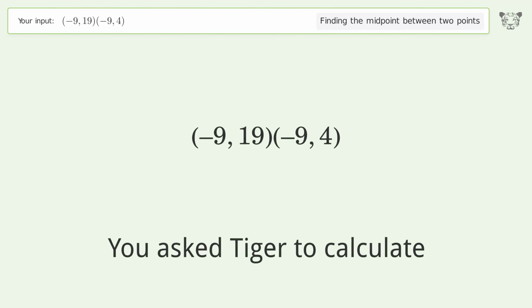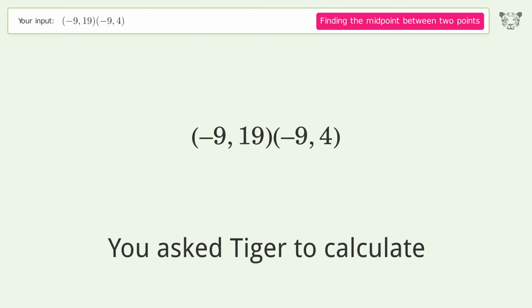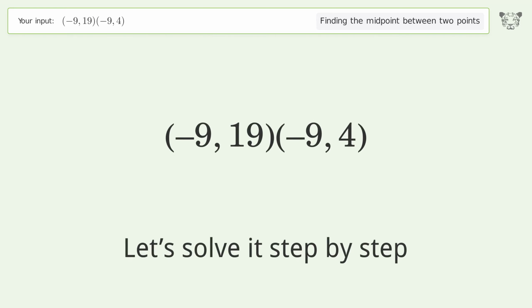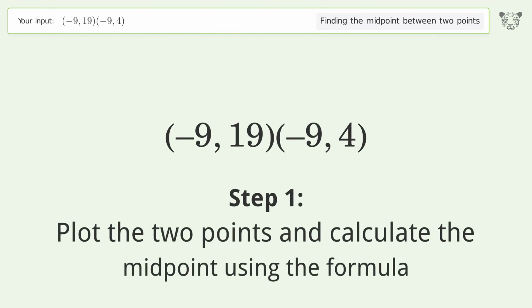You ask Tiger to calculate. This deals with finding the midpoint between 2 points. The midpoint between the 2 points is -9, 11.5. Let's solve it step by step. Plot the 2 points and calculate the midpoint using the formula.